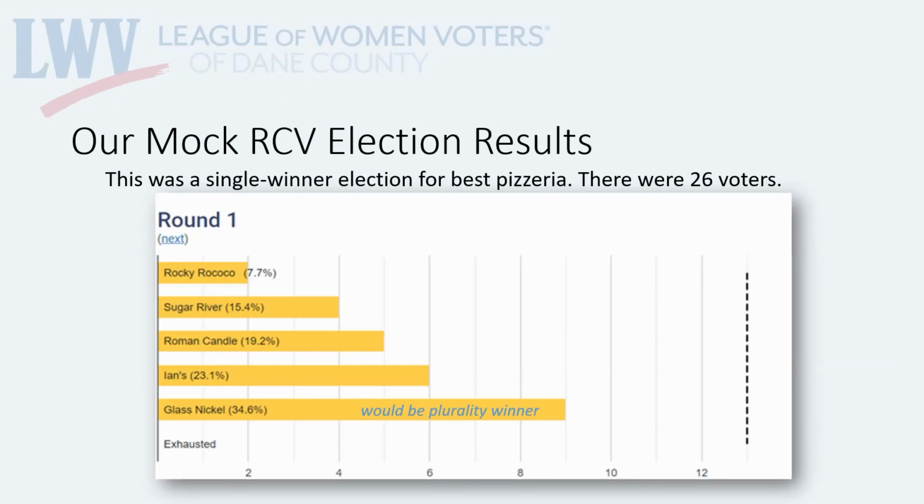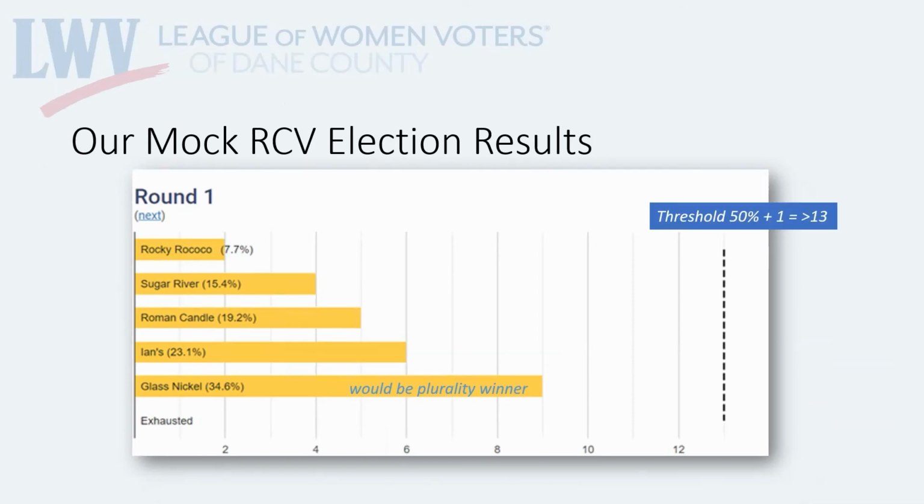Now, let's take a look at a more complicated example. We held a mock election for the best pizzeria. There were 5 candidates and 26 voters. In the first round, Glass Nickel is ahead with 9 votes. Glass Nickel would be the plurality winner of this election. But the 50% threshold that needs to be crossed is 13 votes, so we move on to the next round.